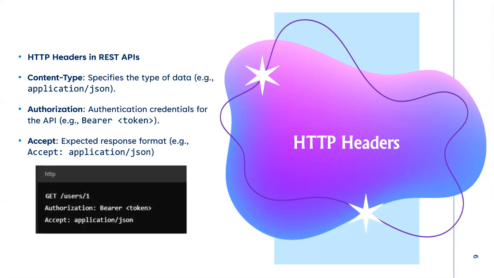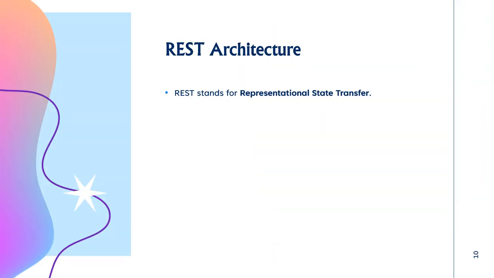Here's a quick example of a request with a header. It's like saying, hi API, I'm authorized, give me data in JSON format. RESTful API principles. Now, REST isn't just a free-for-all, it's based on some golden rules. Following these rules makes APIs clean, efficient, and scalable.